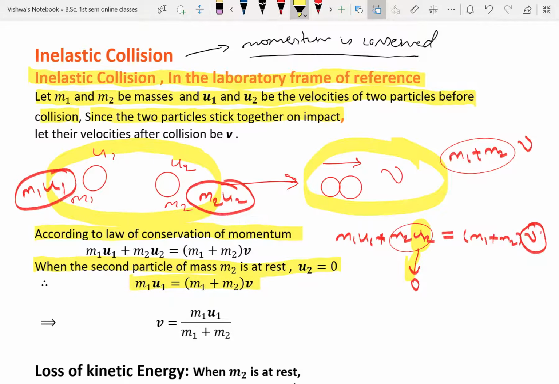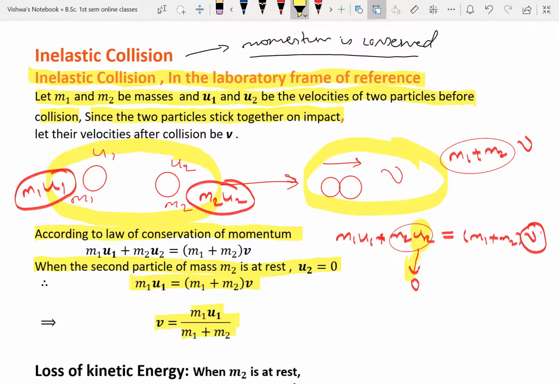Our aim is to find the value of v. For that, keep v on one side and the remaining on the other side, then the equation becomes v equals m1 u1 by m1 plus m2. So this is the velocity of the two objects which are stuck together after the collision.